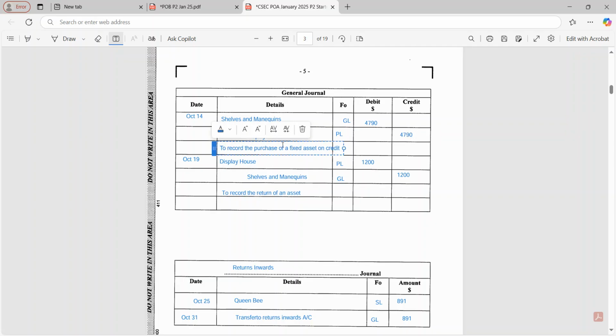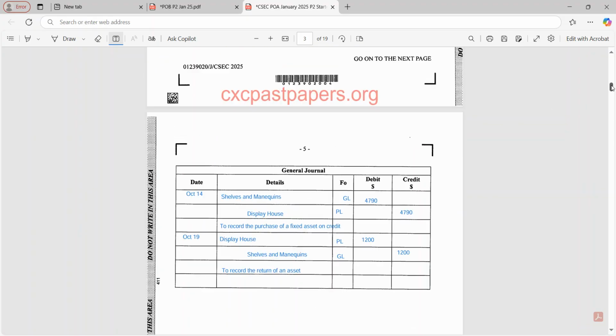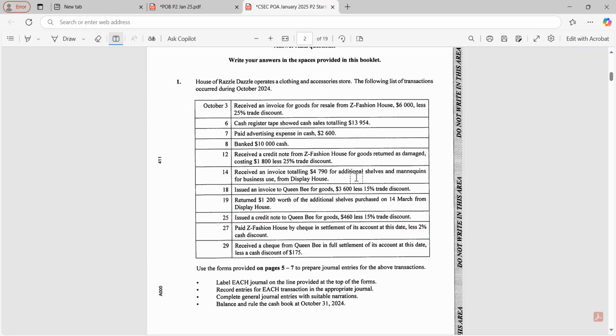We also need a description or a detail, and it's going to be to record the purchase of a fixed asset on credit. Now, your detail or your description may be different from mine, but once we're saying the same thing in different words, then it will be correct. Move on to the 18th of October.